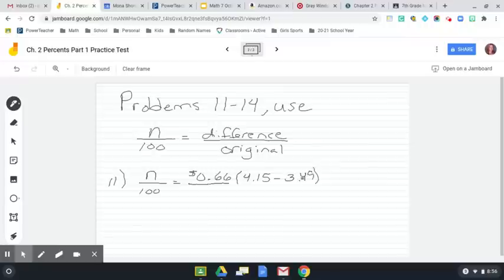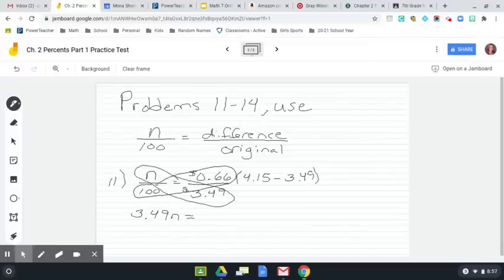Now remember, the original was the $3.49. The price is going up, it's increasing. Okay, so let's see what our percent of increase is. We're going to start here. $3.49 times N equals 100 times 66 cents. You multiply by 100, it moves the decimal 2 places to the right. That's going to give you 66.